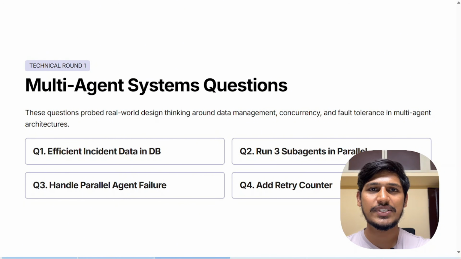Starting with the multi-agent systems. They have started with how would you manage incident data efficiently in the database. Here we can explain the concept of indexes on an incident ID and the timestamps. You can partition the data by date and severity. And we can chunk the large text data for efficient RAG data retrieval.